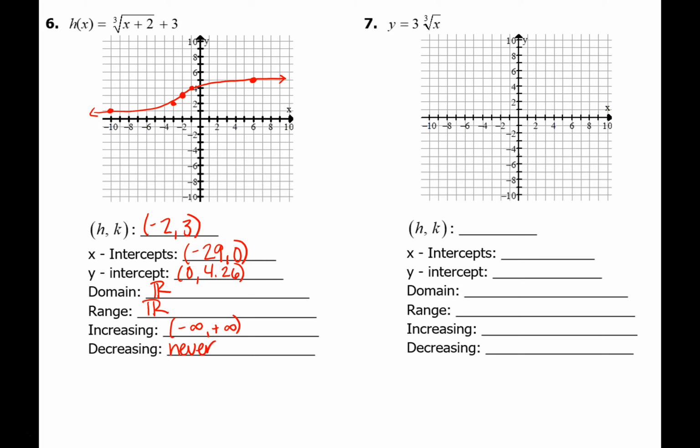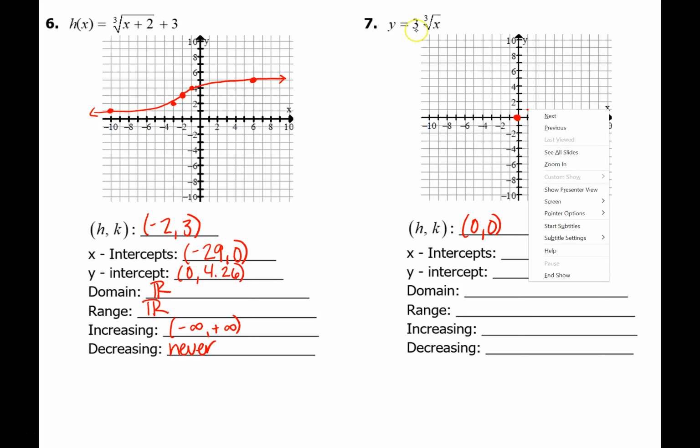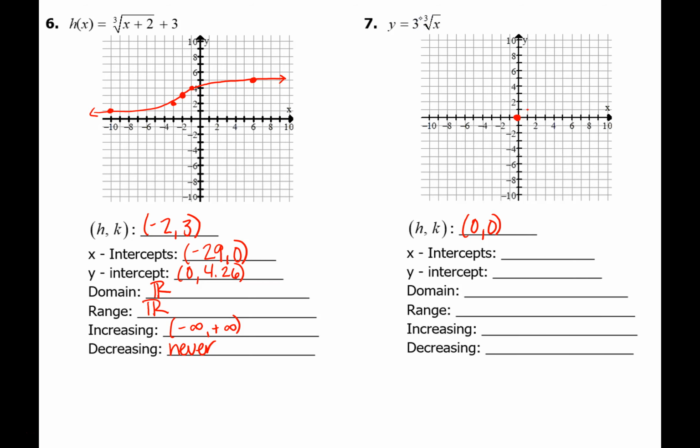Okay, so this next one, number 7, this one has an a value that is vertically stretching it. HK is 0, 0, so that's nice and easy, but we have to stretch how far we are going up and down to graph. So normally I'd go up 1 and then 1 cubed over, but because of this 3, I am going to instead go up 3 and over the same amount.